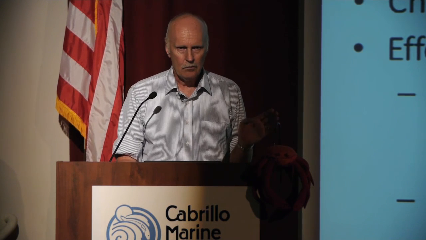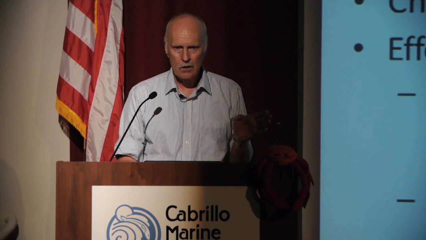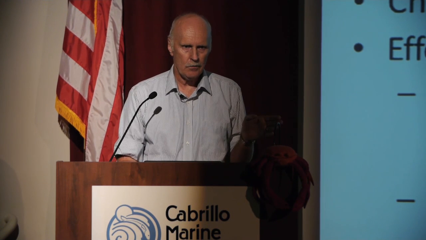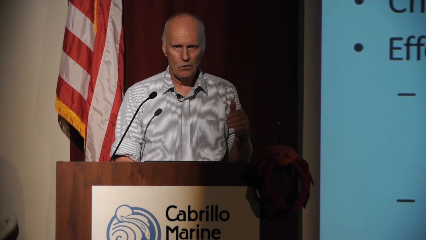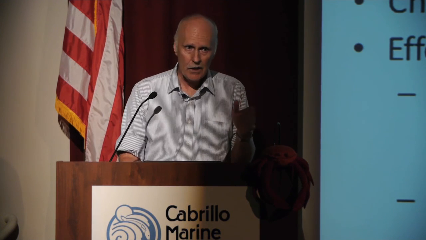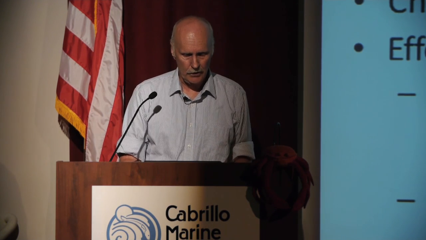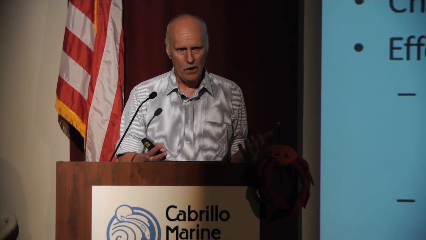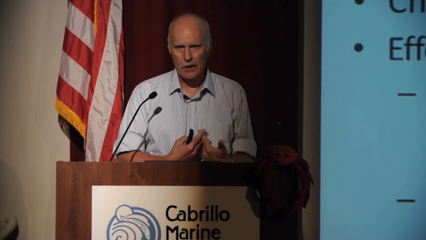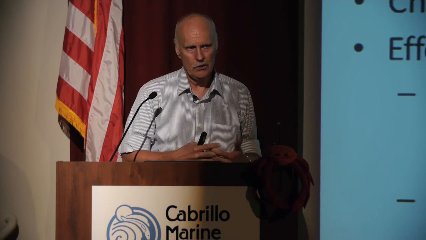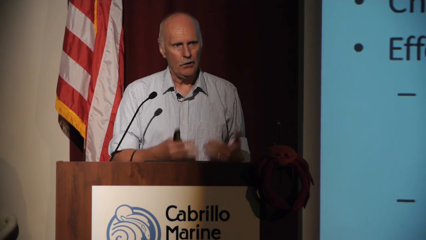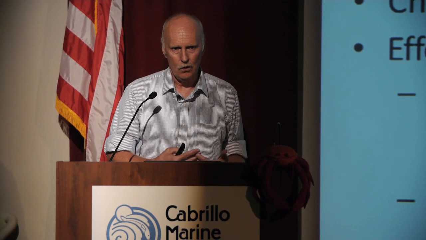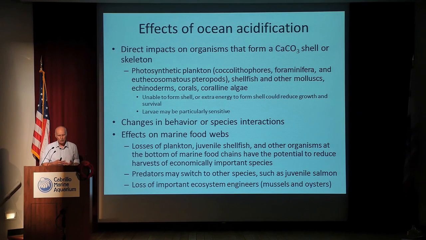So some fish or fish larvae in more acidic water have different behaviors that may change their ability to survive. And we expect it to spread throughout the food web because a lot of the organisms that are likely to be most affected by ocean acidification are at the base of the food web. And so if they aren't growing as much, then we may see big impacts on the food webs.